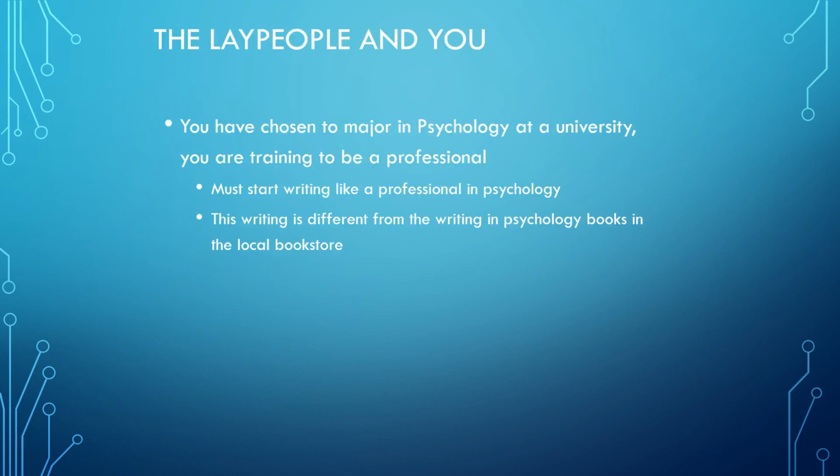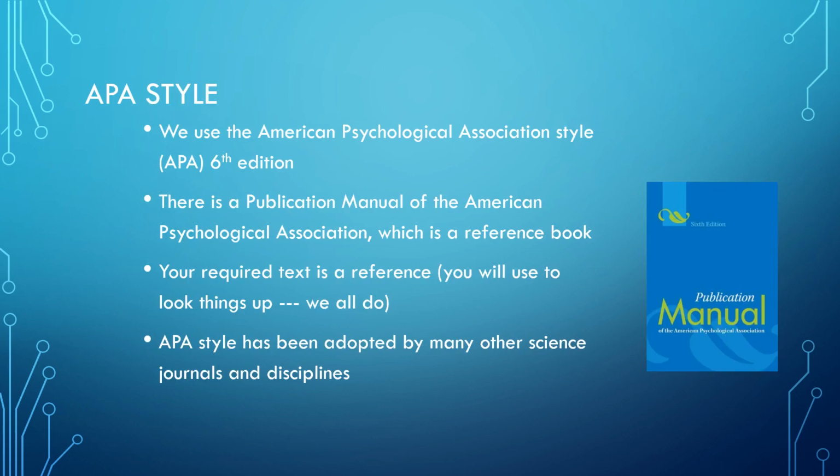Just a bit about scientific writing. You have chosen to be a psychology major at a university. You're training to be like a professional. And so you have to start writing as a professional. And the kind of writing that we do in psychology is very different than maybe books you would see at your local bookstore, or kind of self-help psychology books. We use the American Psychological Association style, APA style, and we're going to learn how to write our statistics in APA style. There is a manual. It's a reference book that shows you all the details.